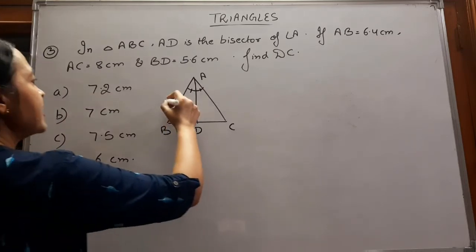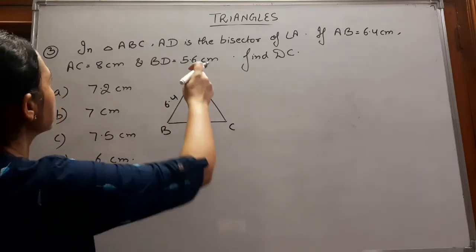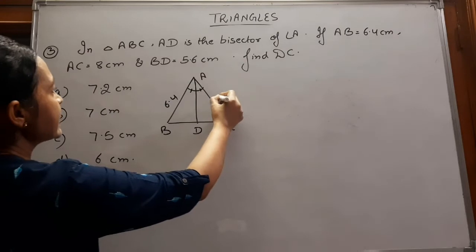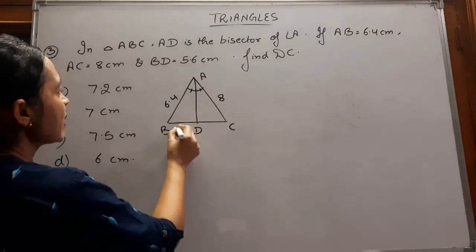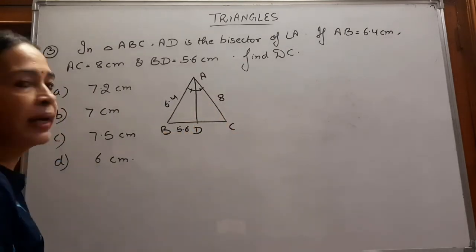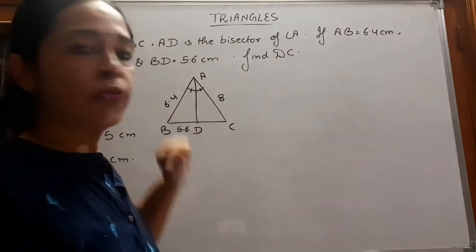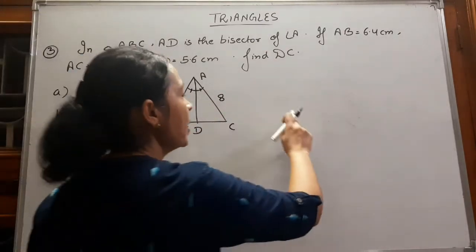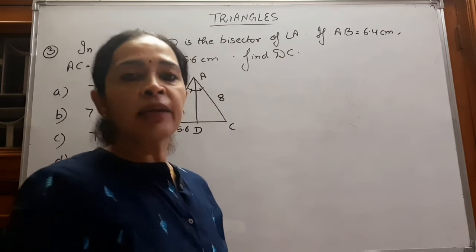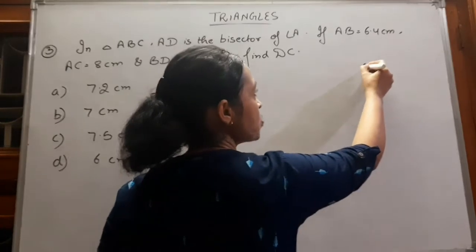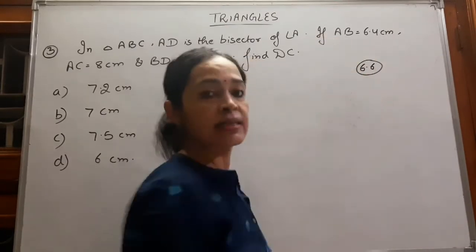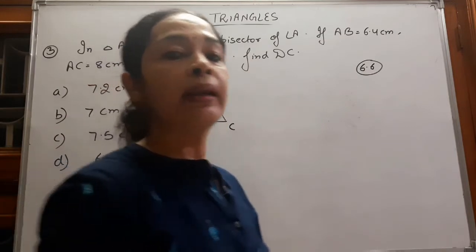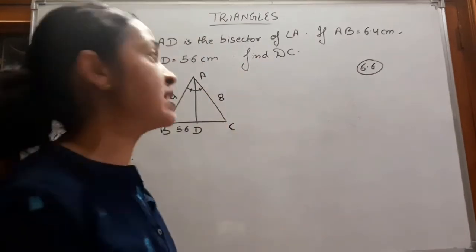We are given AB as 6.4 centimeters, AC as 8 centimeters, BD as 5.6 centimeters. We have to find the length of BC. बच्चे, in your NCERT book, exercise 6.6 optional exercise, you have question number 1, which is based on this concept.